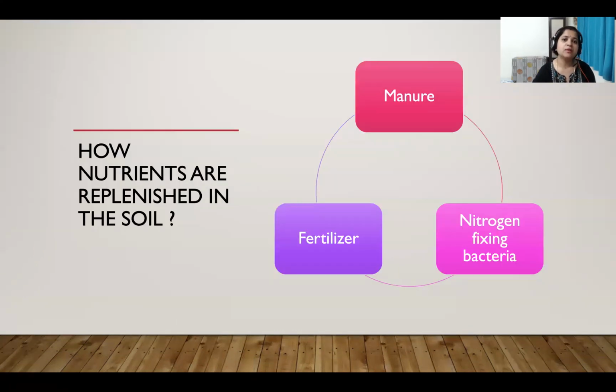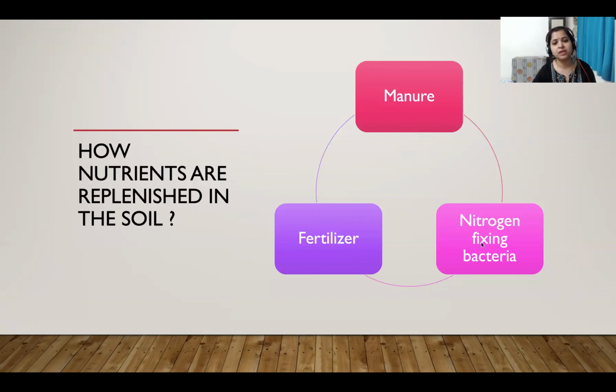Now you know the photosynthetic plants absorb the nutrients from the soil, so the nutrients become less in the soil day by day. So to replenish those nutrients in the soil, we have to follow certain steps. We can add manure. Manure is the dead and decomposed body parts of plants and animals, which we can use in the soil to enhance the soil quality and the water retention capacity of the soil. Or we can also add fertilizers having different kinds of nutrients such as nitrogen, phosphorus and potassium.